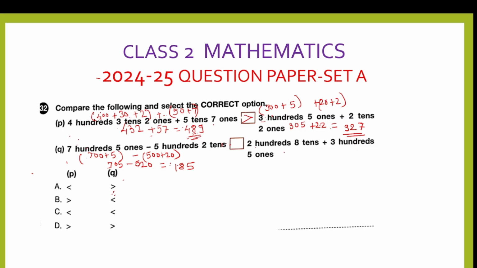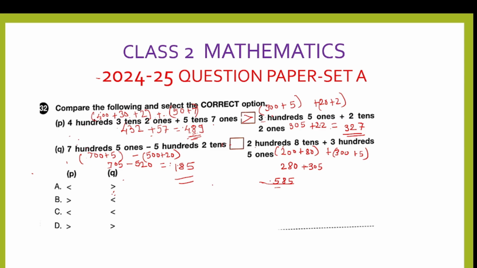yes, 2 hundreds 8 tens. So this is 200 plus 8 tens, that is 80. So this is 280, and plus 300, that is 300, plus 5 ones, that is 305. Now their addition: 5, 8 plus 0 is 8, 3 plus 2 is 5. Now here is 185, and right hand side there is 585.